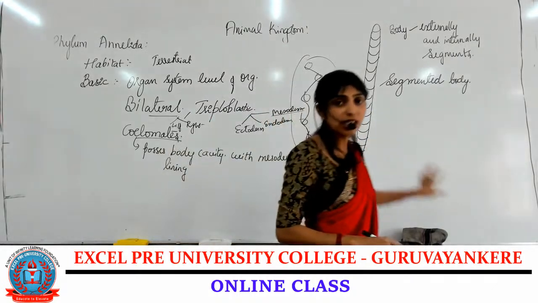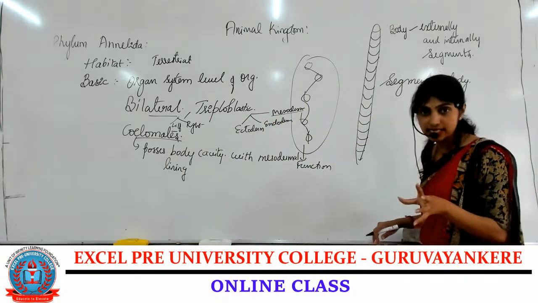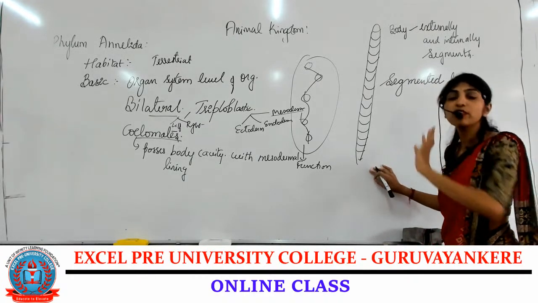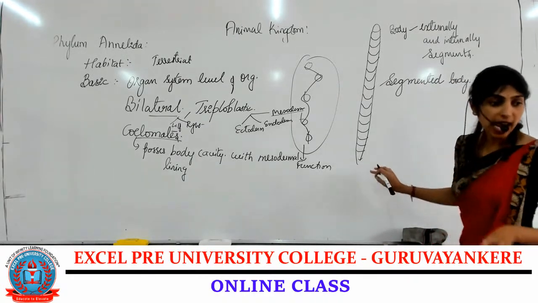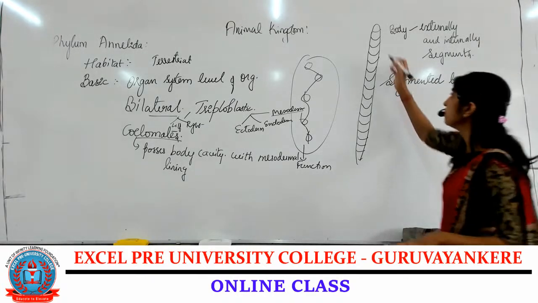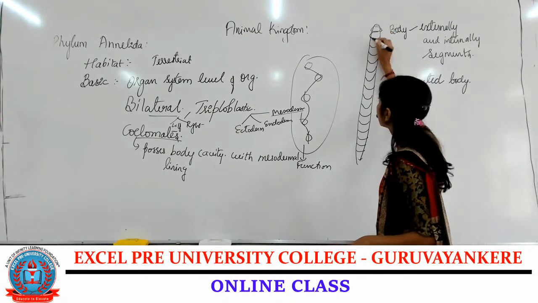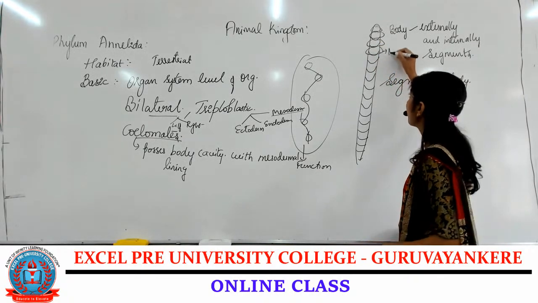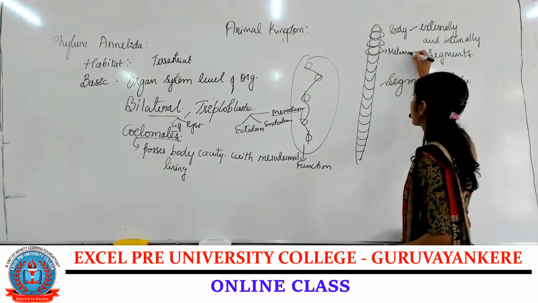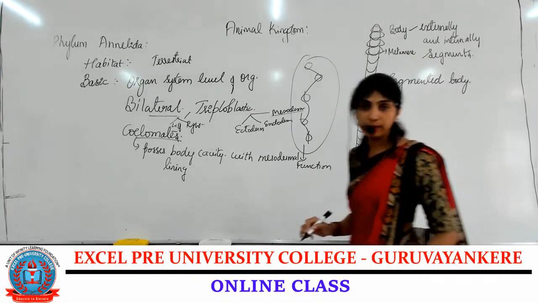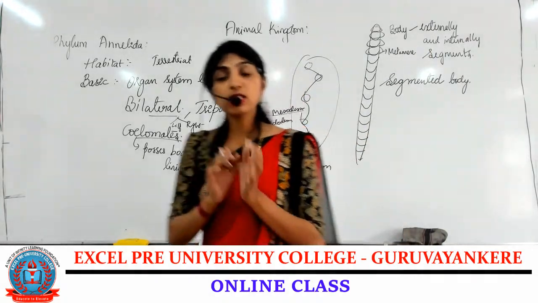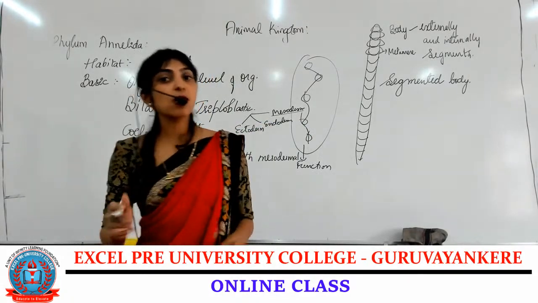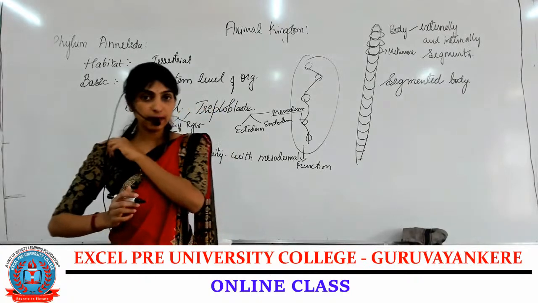Now, what is this segment called? In the annelids, an example for annelid is the earthworm, each segment present here is called a metamere. It is important in the case of annelids that each ring, each segment, is called a metamere.